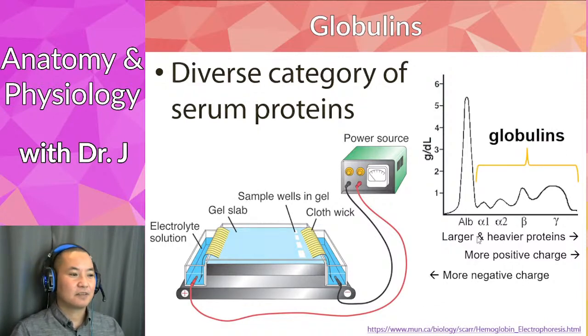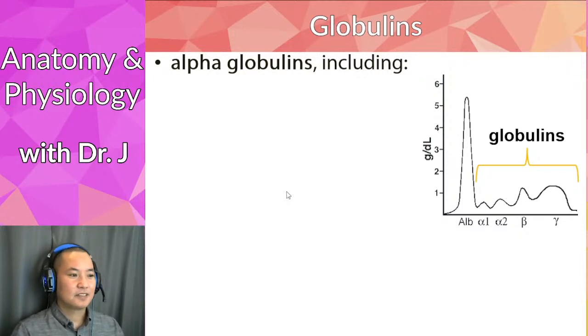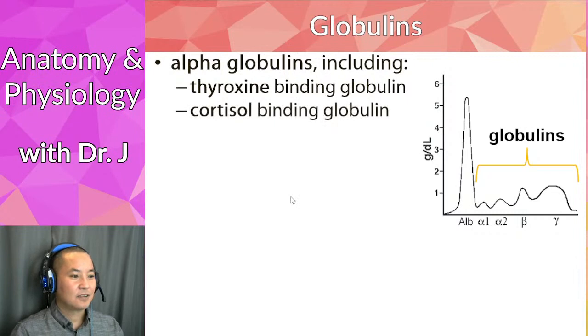These collectively are globulins, and alpha globulins include proteins like thyroxine-binding globulin and cortisol-binding globulin. Remember that thyroxine is one form of thyroid hormone, and thyroid hormone is generally hydrophobic. So one major way your body transports thyroid hormone is by using a globulin that's mostly soluble in water and sticking a hydrophobic hormone like thyroxine on it. Cortisol is also hydrophobic, so cortisol-binding globulin is also water soluble itself. If you can stick cortisol onto this globulin, cortisol has an easier time being transported in the water-based plasma of your blood.